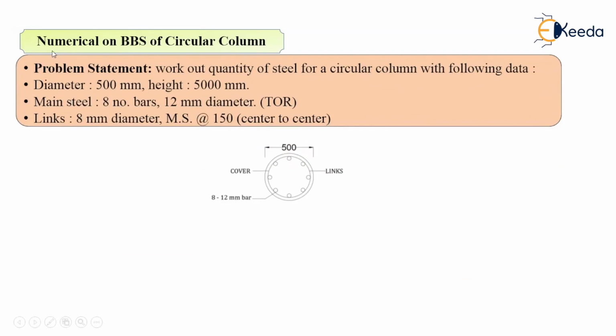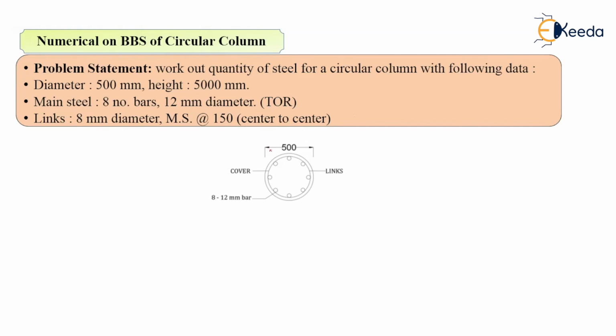It says work out quantity of steel for a circular column. The type of column they have given is circular column with the following data. What data they have given? Let's see. Diameter of column is 500 mm. Height of column is 5000 mm, that is 5 meter. Main steel, there are 8 bars of 12 mm diameter, and the type of steel they have given, tor steel. Links are 8 mm diameter. They are mild steel, and they are placed at 150 mm center to center.